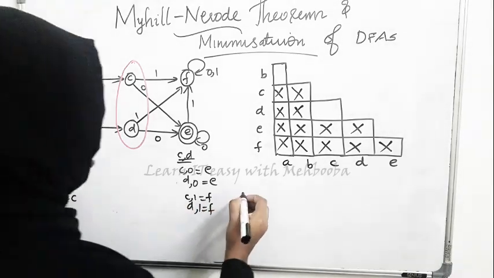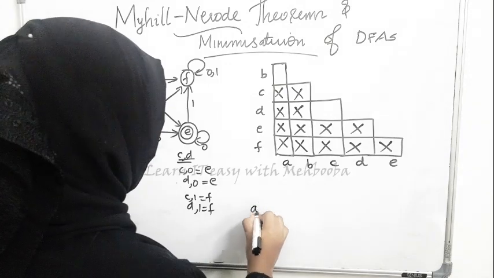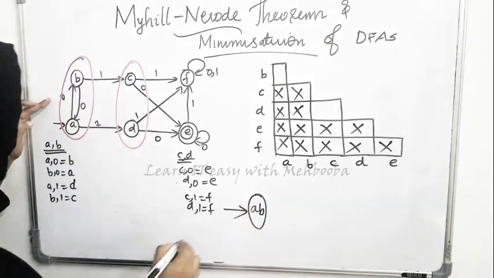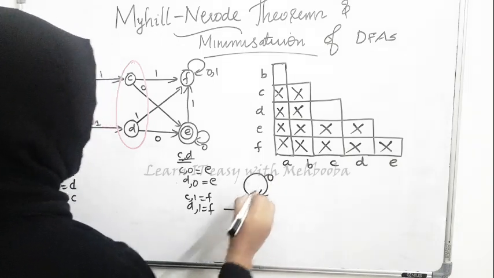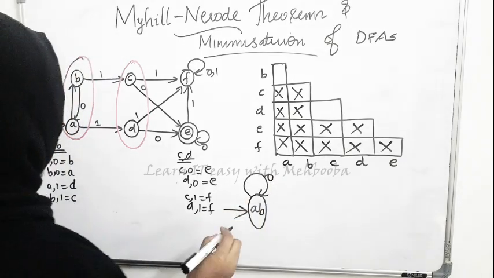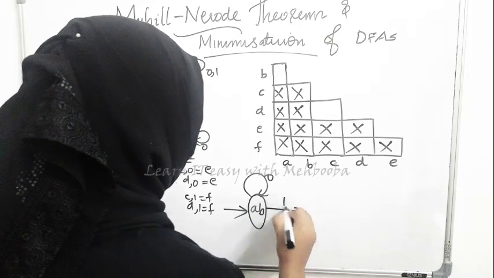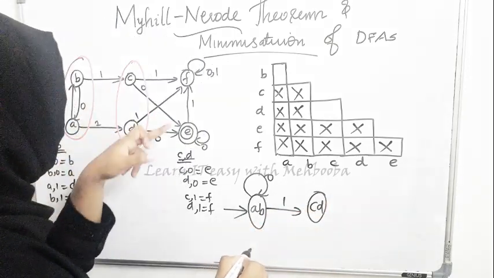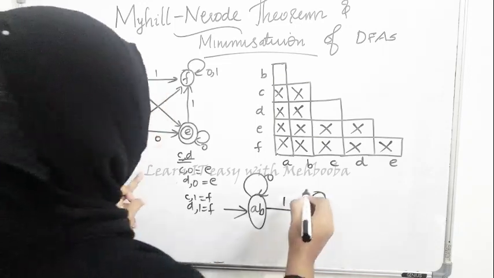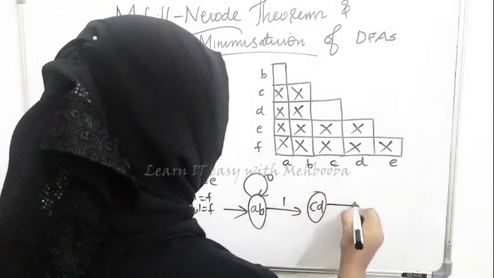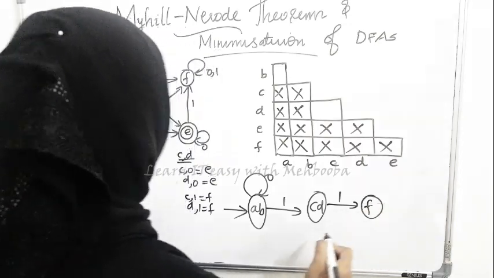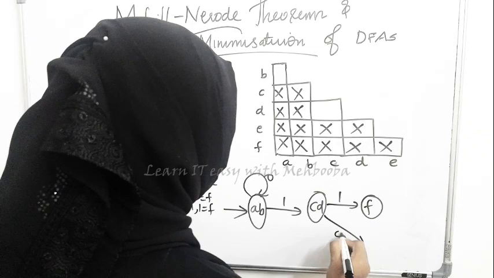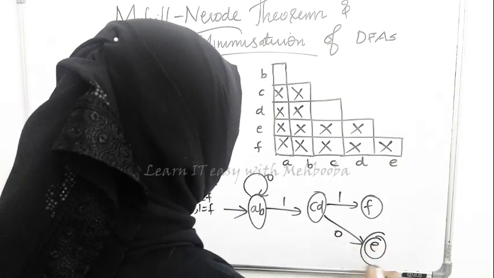So we will draw the minimized DFA. So AB is the start state because A was the start state. Now AB on 0, they stay within themselves. On 1 they go to CD. So CD are together now. On 1 they are going to F, and on 0 both of them are going to E. E is the final state.